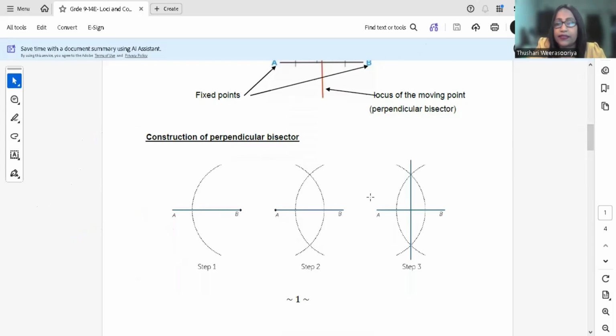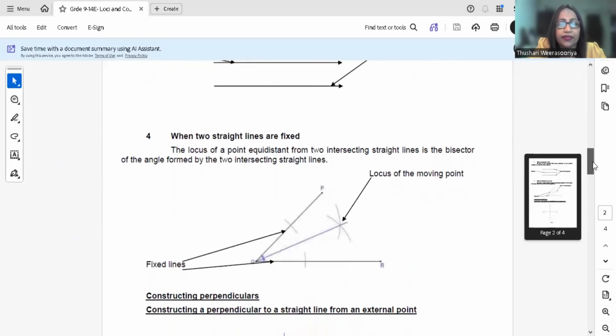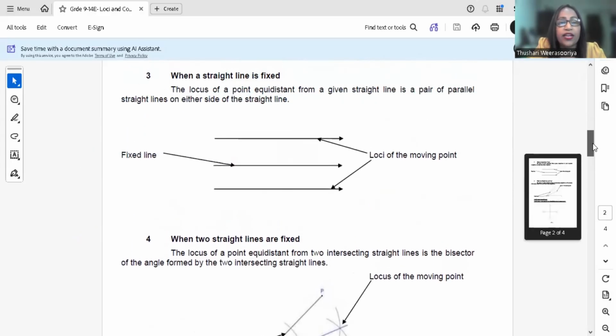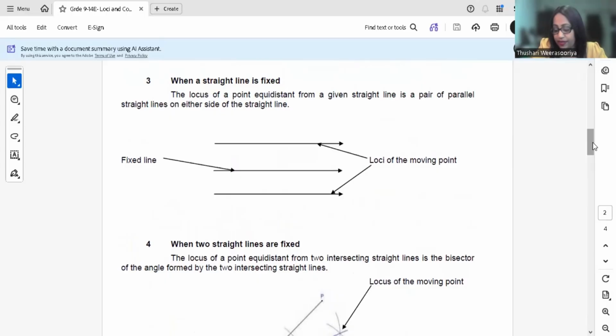The next theory, the third theory. Earlier we took one point and two points. Now, when one straight line is fixed. Now look at this. This is the fixed straight line.